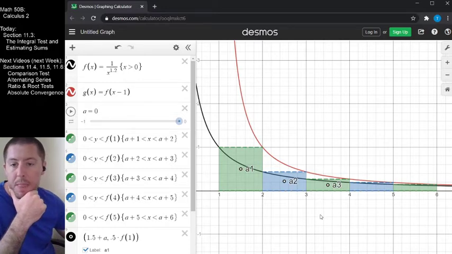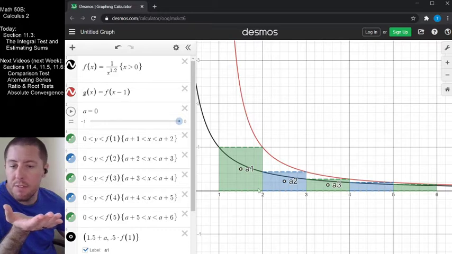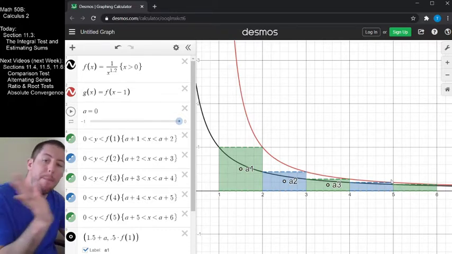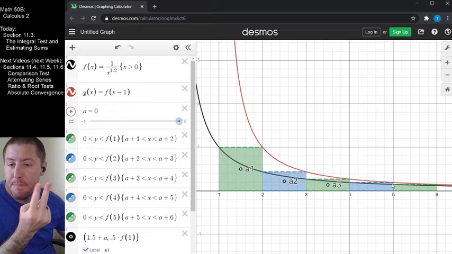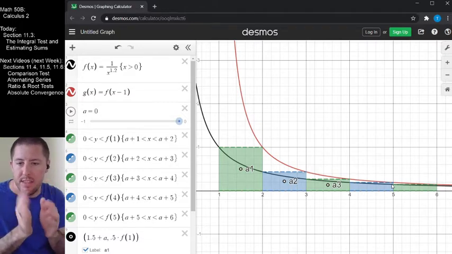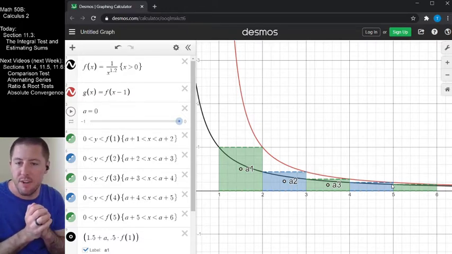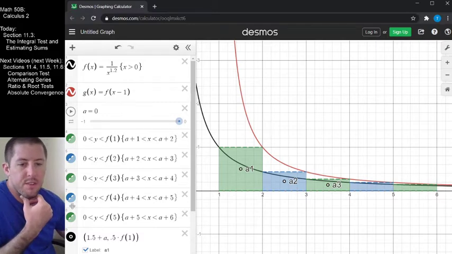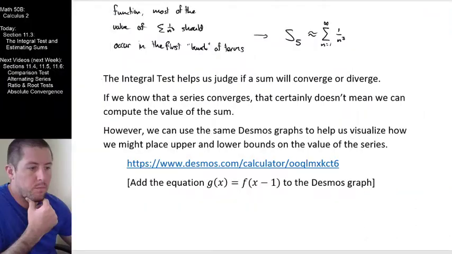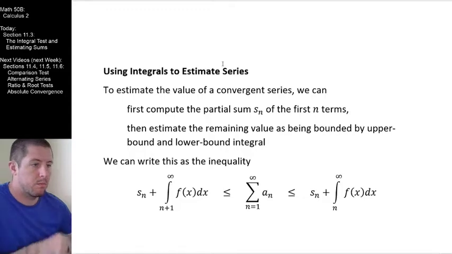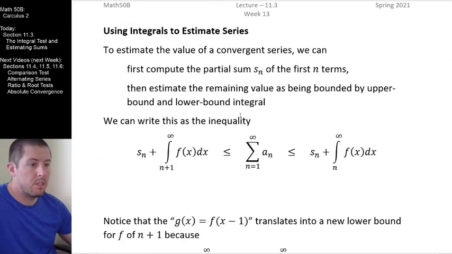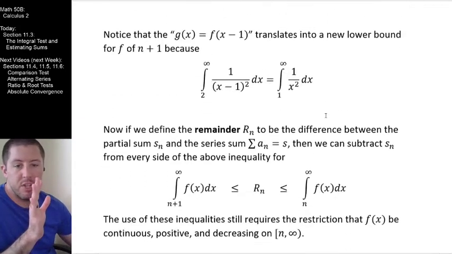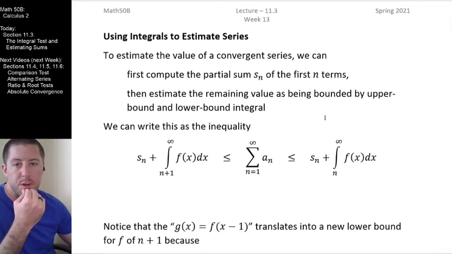So here's my strategy. Start off by getting something really close, by literally getting the exact value of the first couple terms. Then estimate the remaining area of the series by saying it's bounded in between two integrals. Then add the exact first couple terms to the bounds given by the two integrals for all the remaining infinite number of terms, and let's go ahead and call that our estimate. So let's go ahead and do this process here. So, using integrals to estimate series. This is just me talking through exactly that process that I just verbally described.